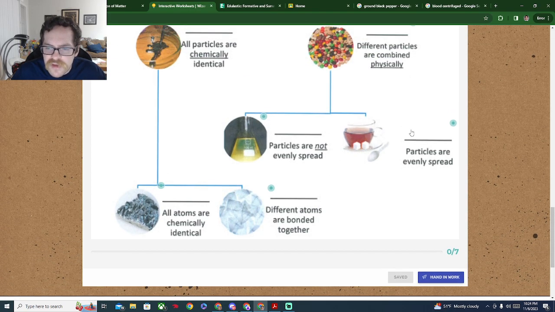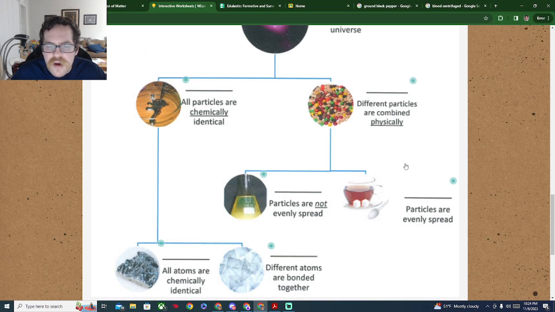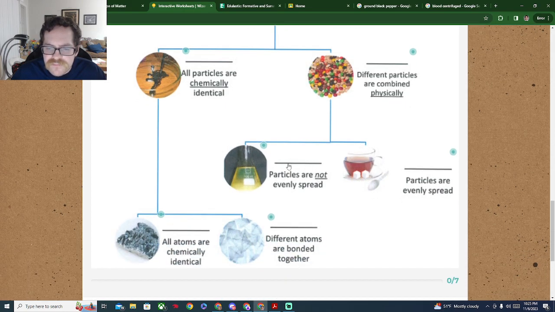Heterogeneous mixtures and homogeneous mixtures are the two kinds of mixtures, as we just discussed. In heterogeneous mixtures, particles are not evenly spread out. We see some in different places. You can usually visibly tell the difference. With homogeneous mixtures, the particles are completely evenly spread and you can't tell a difference between one part and another. Tea is an excellent example of a homogeneous mixture.